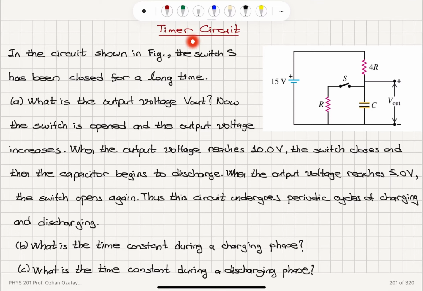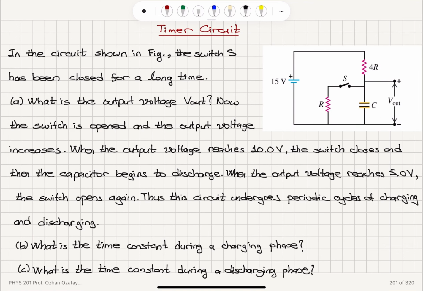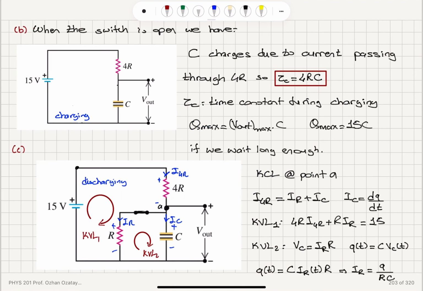We're continuing our discussion of the timer circuit. In part B and part C, we found the time constant during the charging phase and discharging phase. Now, in part D, what length of time passes between subsequent 10-volt output voltages? Remember that we alternate the voltage between 5 volts and 10 volts. So 5 volts to 10 volts is charging, 10 volts to 5 volts is discharging. So we want to know how long passes between subsequent 10 volts output voltages.